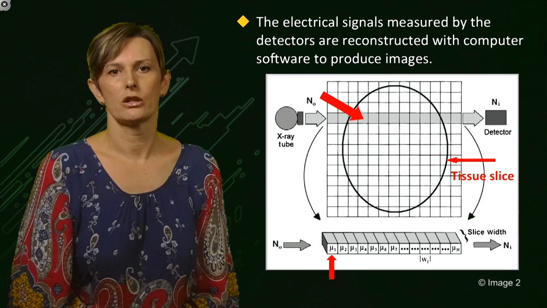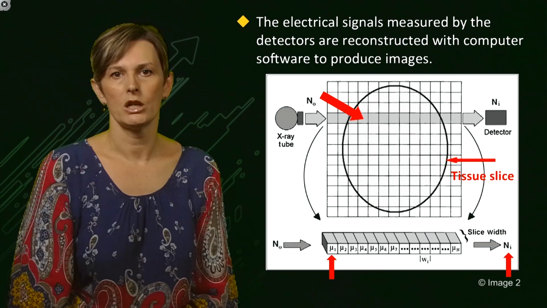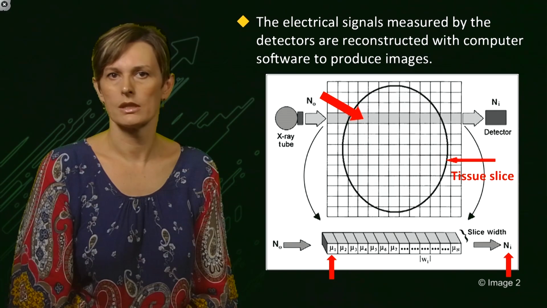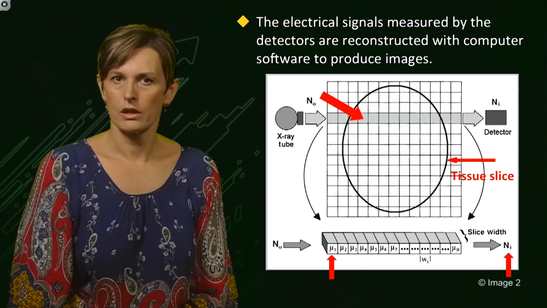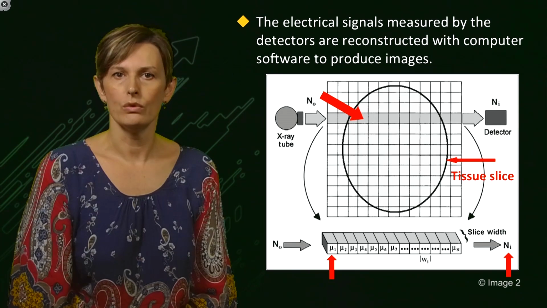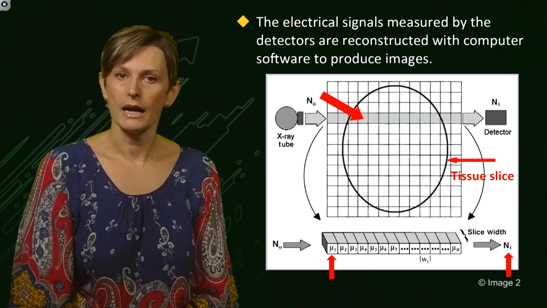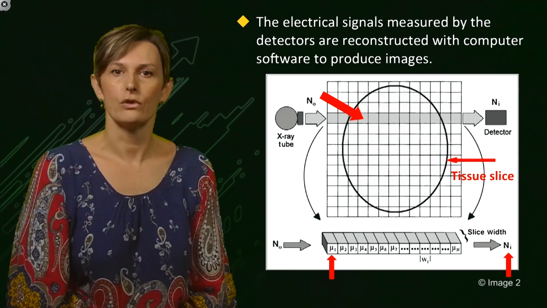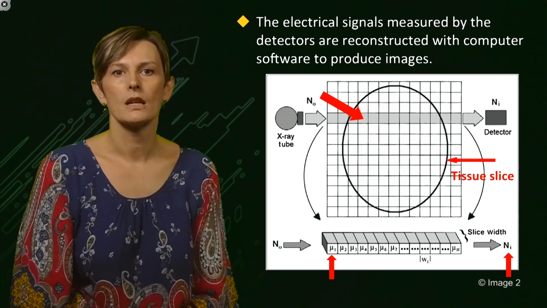The X-ray transmission measurement Ni represents the sum of all attenuation values from all voxels in each tissue slice. For example, the voxel from bone will have a high mu value due to its high attenuation of X-ray radiation. But the voxel from skin will have a low mu value, as the skin has very low X-ray attenuation.